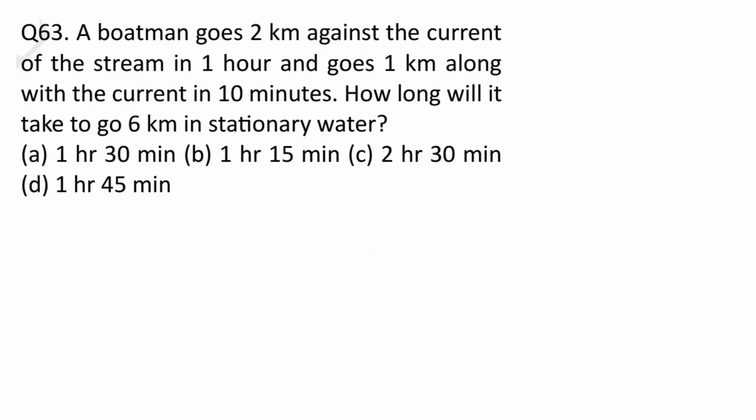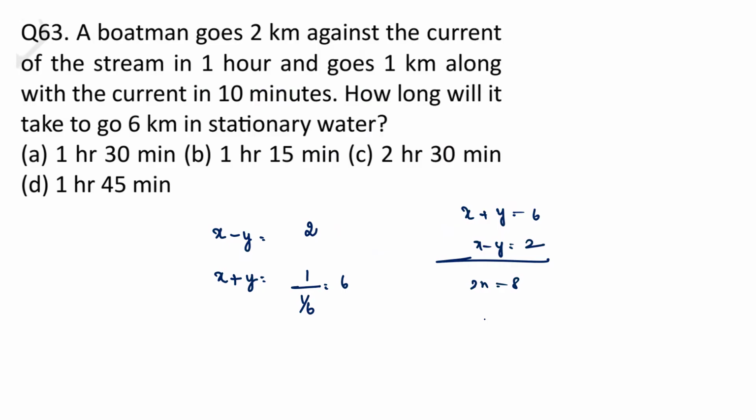A boatman goes 2 kilometers against the current of the stream in 1 hour. Against the current means x minus y is equal to speed, which is distance by time, 2 by 1. So it is 2. Goes 1 kilometer along the current. Along means x plus y. 10 minutes means 1 kilometer divided by 10 minutes, which is 1/6 of an hour, which is 6. So it is giving you that x plus y is equal to 6, x minus y is equal to 2, 2x is equal to 8, which means x is equal to 4.